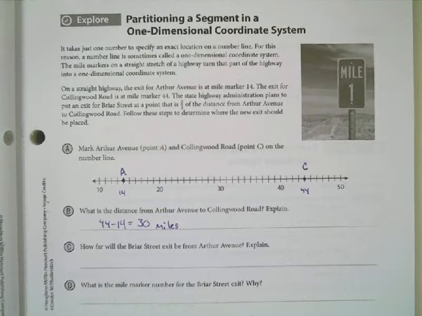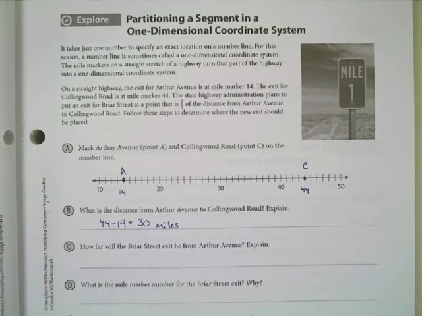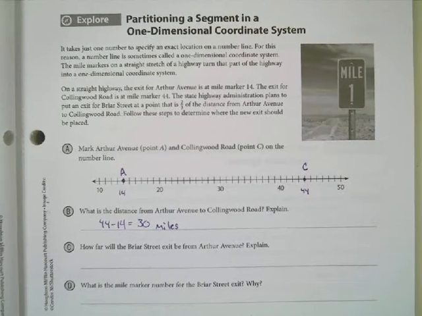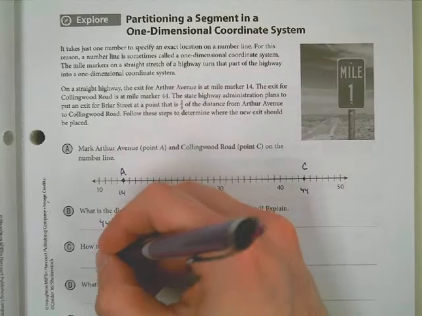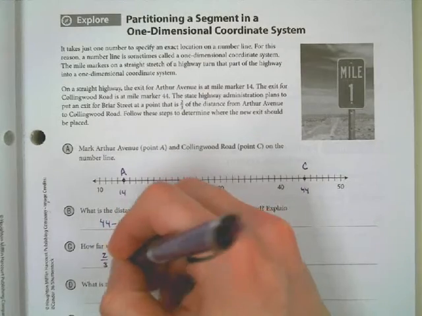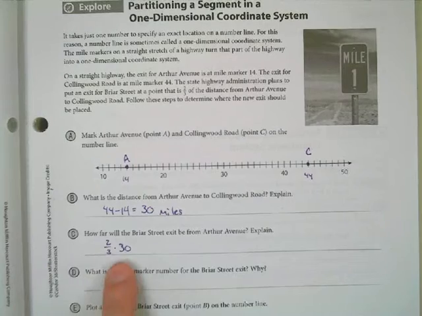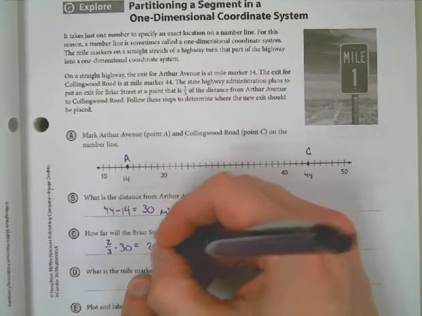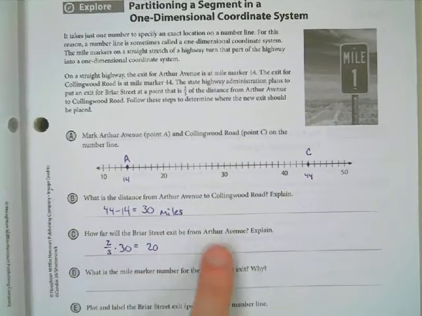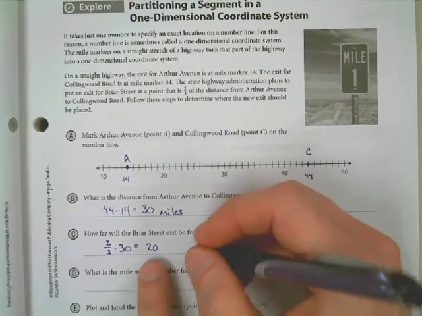how do we find two-thirds of 30, Josh? What mathematical operation? Add, subtract, multiply, or divide if we want to find two-thirds of 30? So, close. It's multiply. Two-thirds times 30, because Briar Street is going to be two-thirds of the distance, which is 20. So from Arthur Avenue, the exit for Briar Street should be 20 miles.